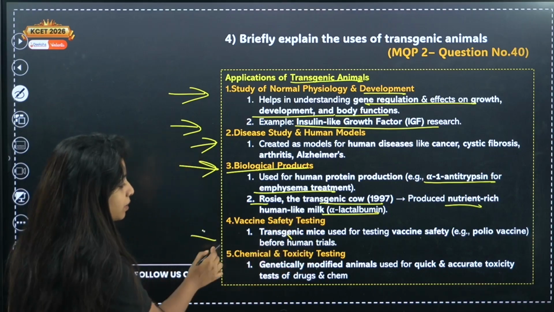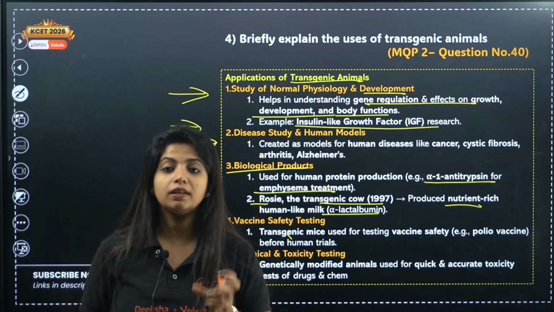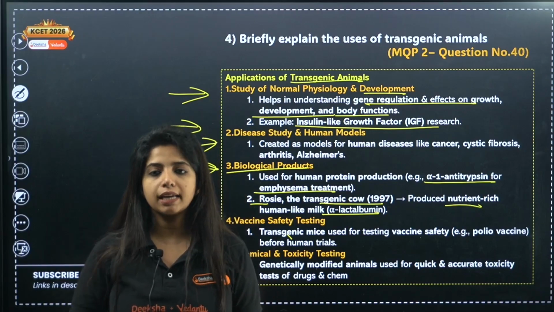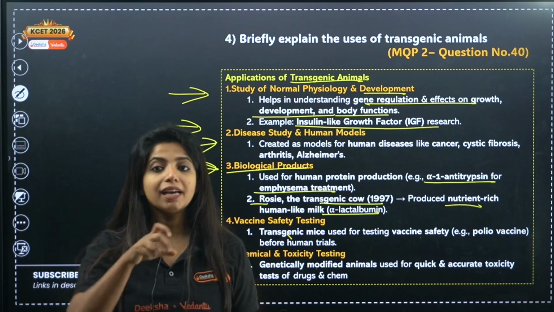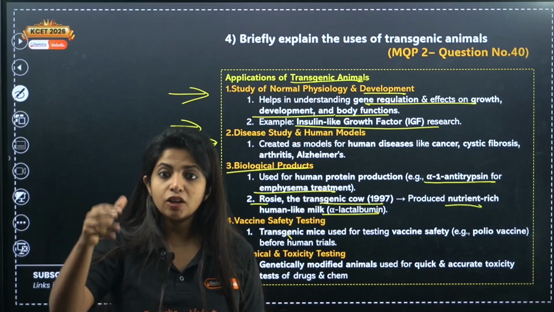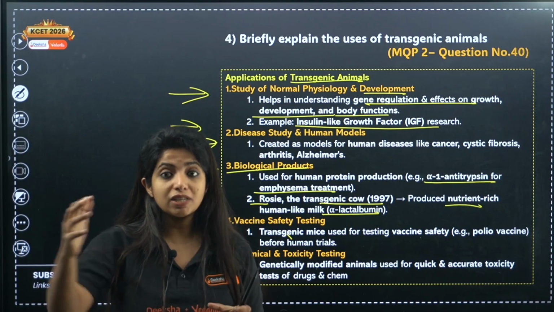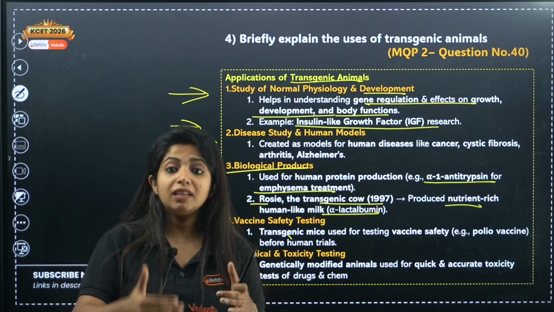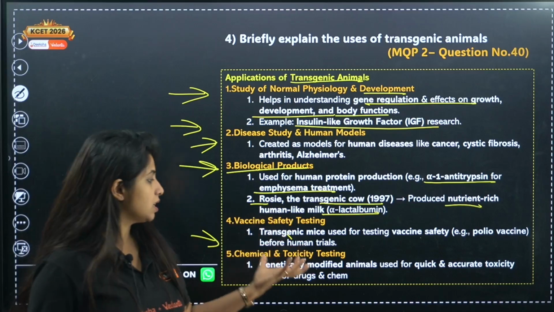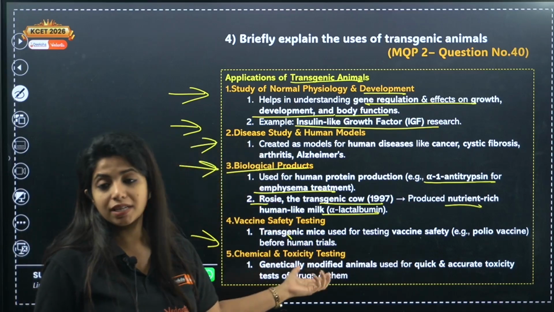Now the fifth one is chemical and toxicity testing. We do not know how much amount or dose of this particular chemical is going to be safe and which is not going to be safe. So basically what is being done is that in the organism which is going to be tested, they have some changes in their genes such that they show more sensitivity, and then this drug is put down so as to analyze, okay, with this much sensitivity, a person has this much sensitivity, then probably the reaction could be this much. So chemical and toxicity testing is also being done. Genetically modified animals are used for quick and accurate toxicity testing of drugs and chemicals.